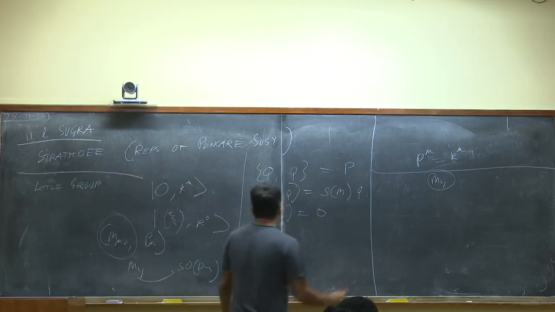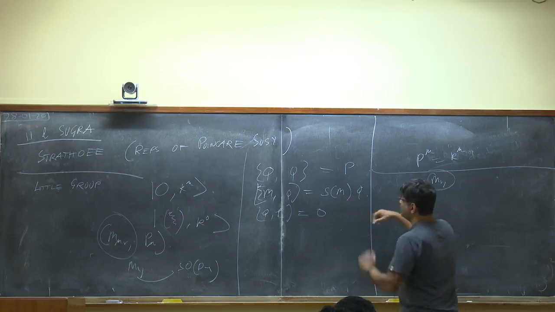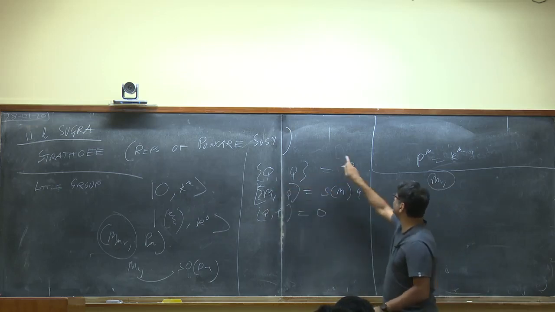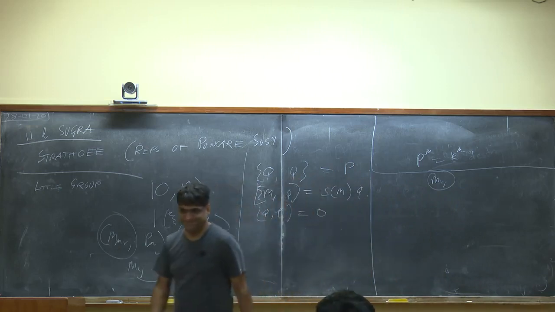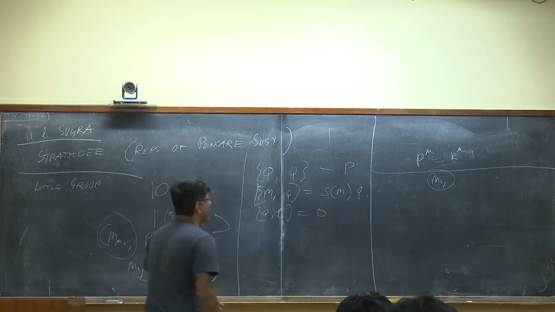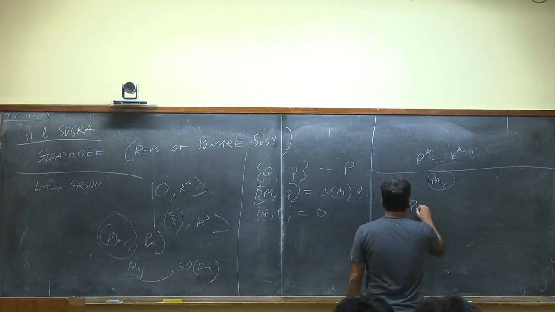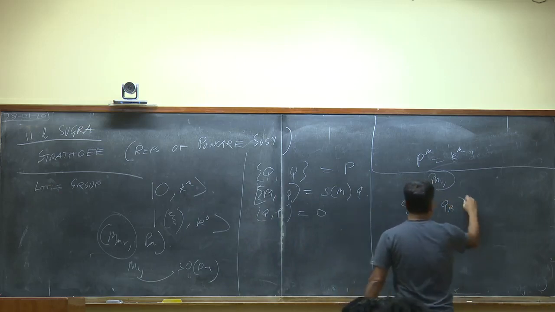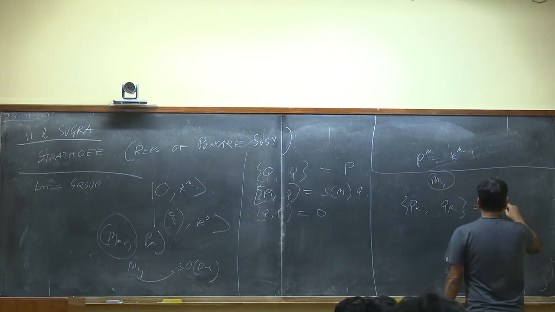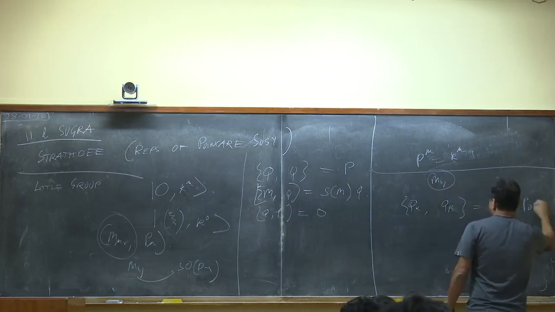And what's important is what about the Q's? So the {Q, Q} went to P. P is purely P⁰. Okay, so a little less schematically, you'll have {Q_α, Q_β} will be some (γ⁰)_αβ P⁰.